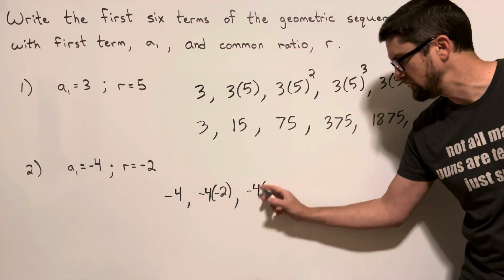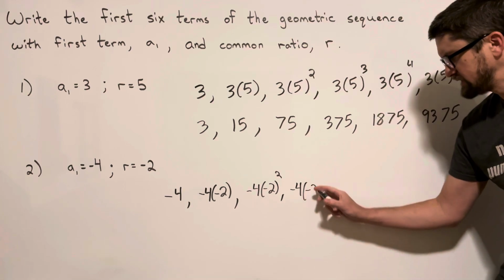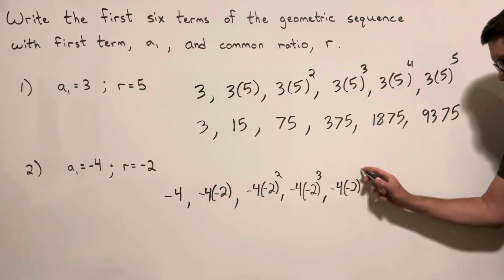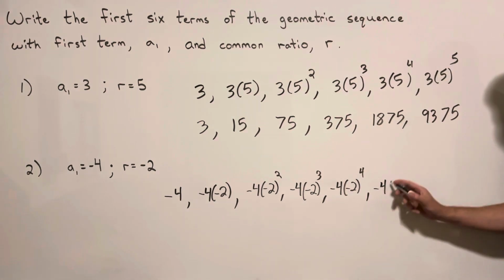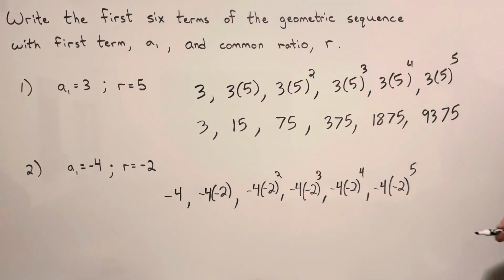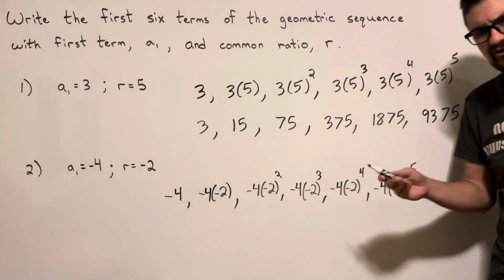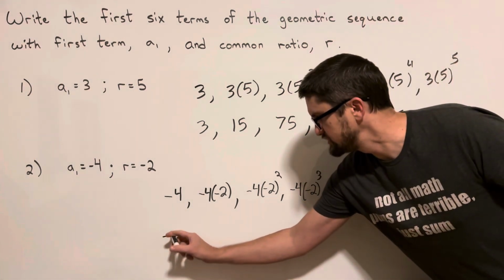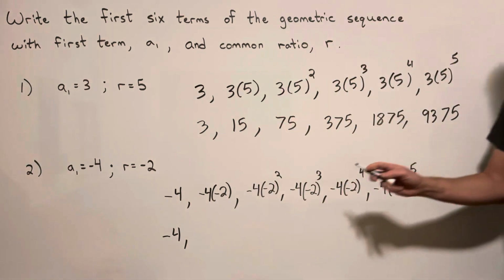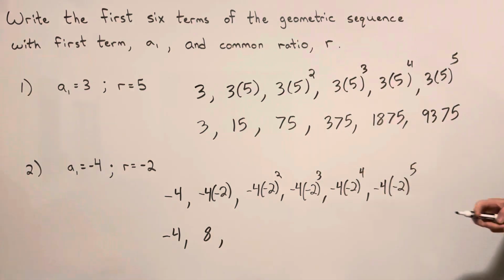So we have -4 times -2 squared, -4 times -2 cubed, -4 times -2 to the 4th, and -4 times -2 to the 5th. That is going to be the first 6 terms. Then you just need to simplify them. Use a calculator if you need to. All right, so we got -4. Negative number times a negative number is positive, so this one's going to be 8 for the second term.